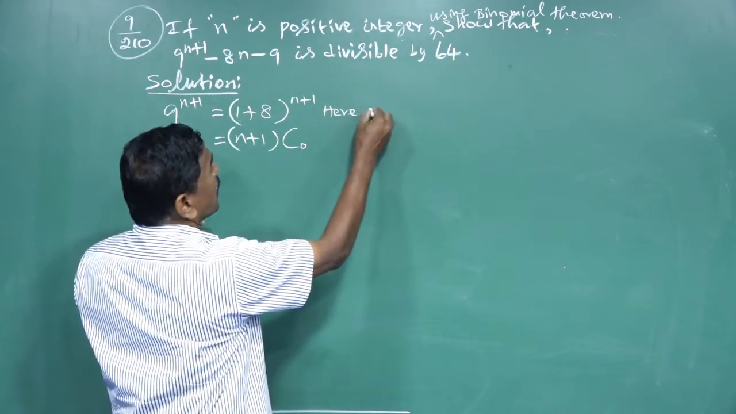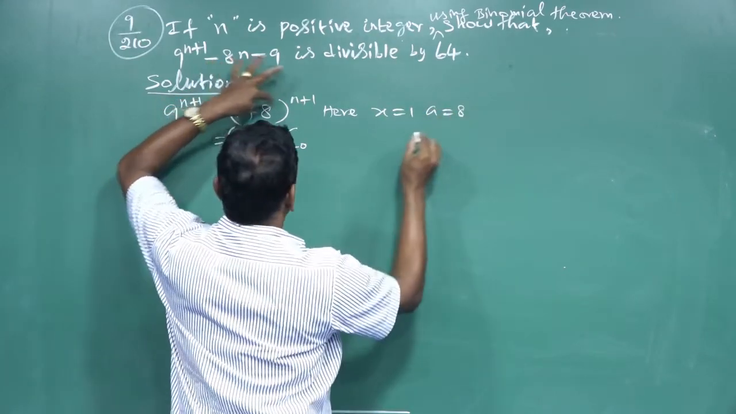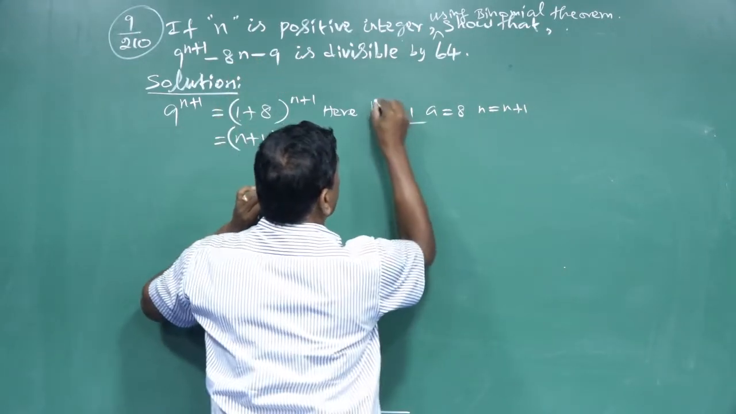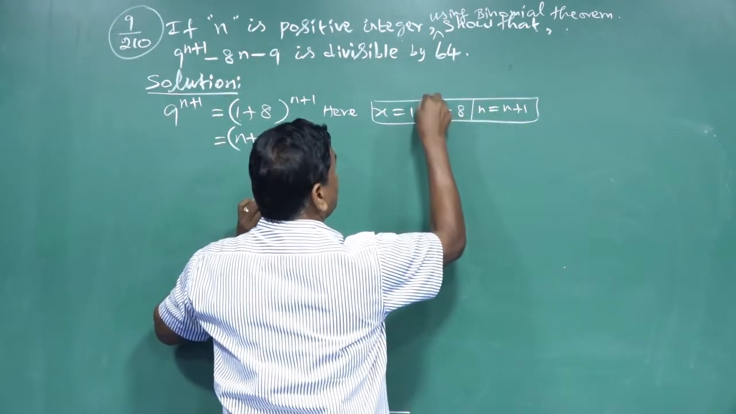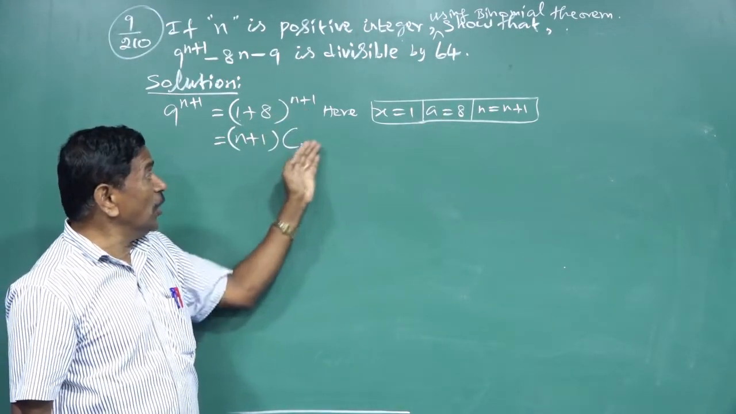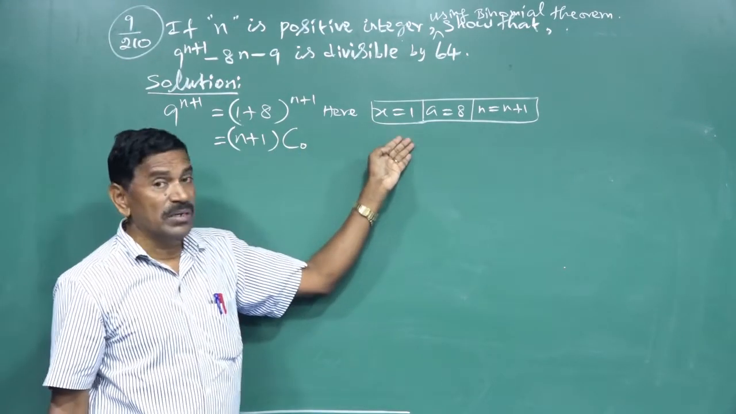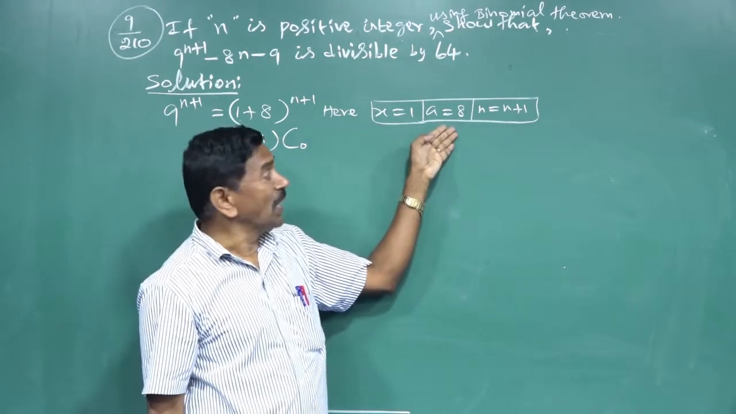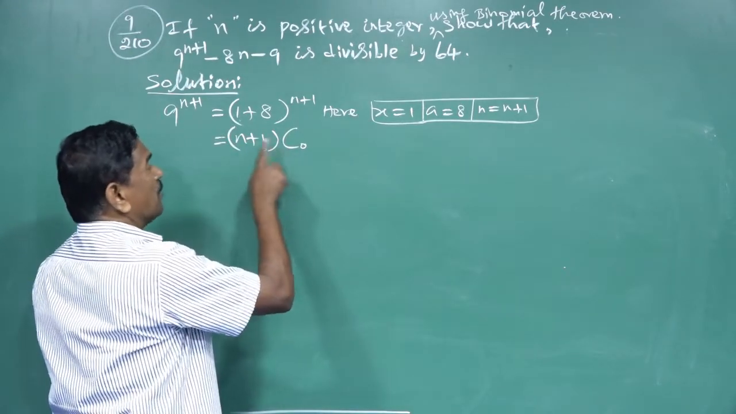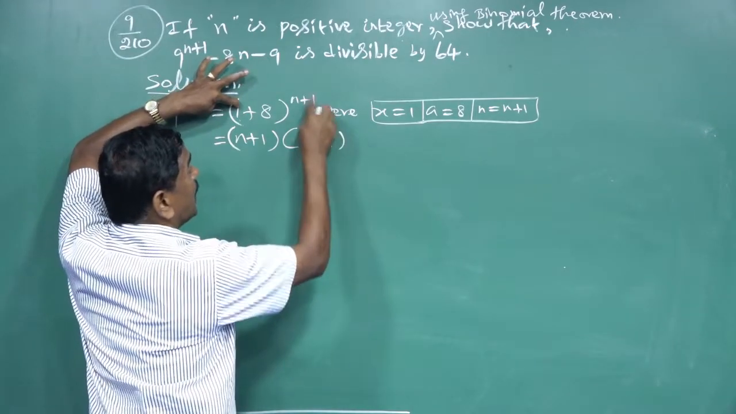Listen, here x is equal to 1, and a is equal to 8, and n is equal to n plus 1. So these are the things we are using here. (x plus a) the whole power n is equal to nC0 x power n a power 0 plus nC1 x power n minus 1 a power 1 plus etc. Now listen, it is of the form nC0 x power n, where n is equal to n plus 1.